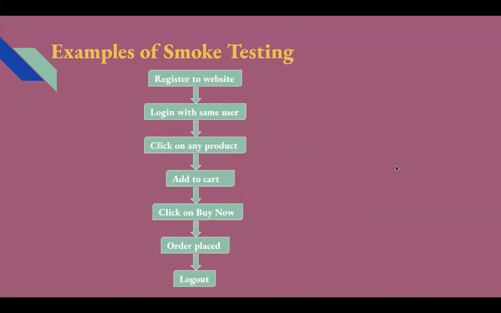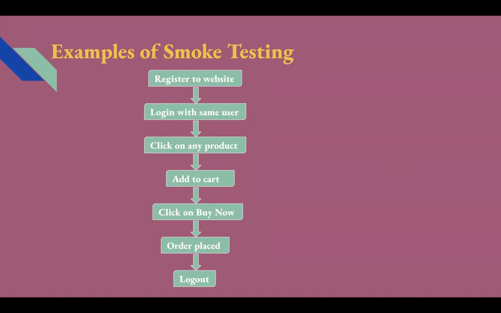Examples of smoke testing, or we can say types of tests that need to be covered in smoke testing. Smoke testing includes the tests related to important and critical functionalities. Smoke tests are a very limited number of test cases, and they are performed with positive scenarios and with valid data. For example, for any e-commerce website, the smoke test would be that the user is able to register to the website and able to log in with the same credentials.